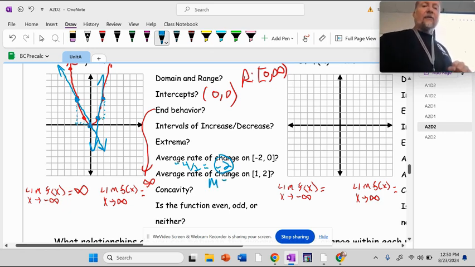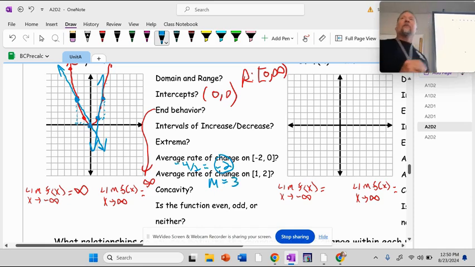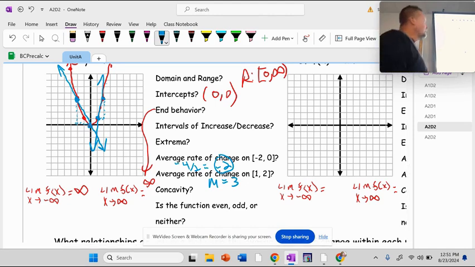I hope I got that right last hour. I don't remember saying 3. But y equals 3, right? Or m equals 3, not y equals.